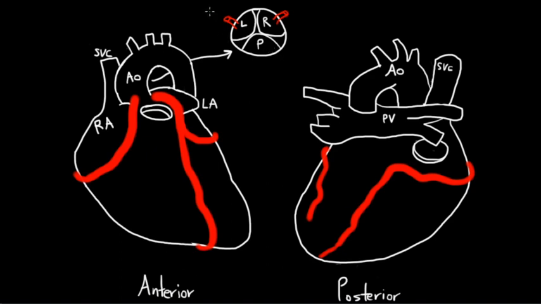Right above the left coronary cusp starts the left main artery, which is the left coronary artery's origin. So I'll just put LCA right here. Right above the right coronary cusp is the origin of the right coronary artery. So I'll just write RCA right there. There's no vessel that comes off above the posterior sinus, so it's also known as the non-coronary cusp.